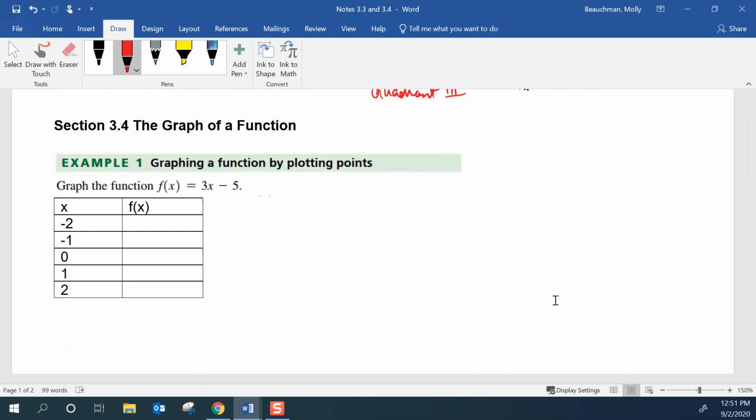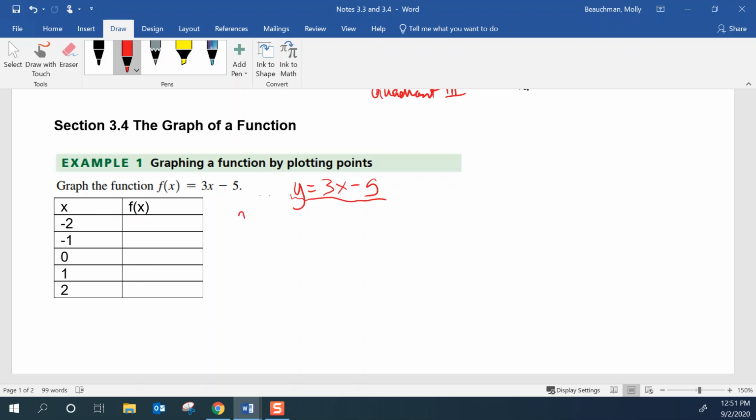So if we want to graph the function f of x equals 3x minus 5, that's actually the graph of a line. Y is equal to 3x minus 5. If you were going to graph the line using the slope-intercept method, you would start at the y-intercept -5, and you would count up on the slope to get to the next point. So we know from previous chapters that that is a line, but what we want to do is go ahead and plot points just to show you that we will end up having a line.